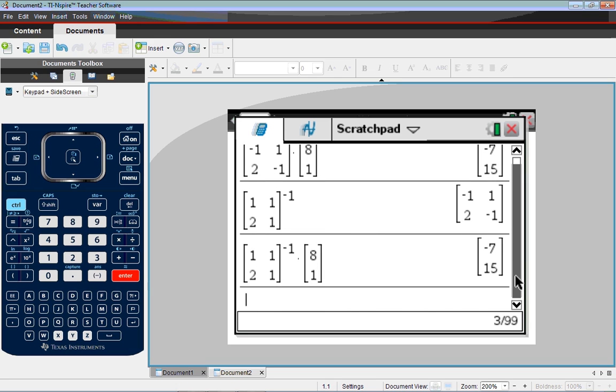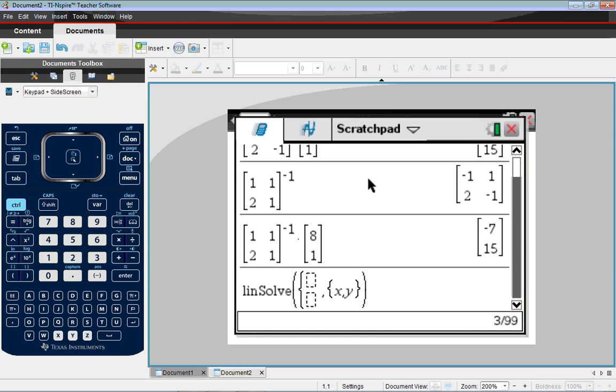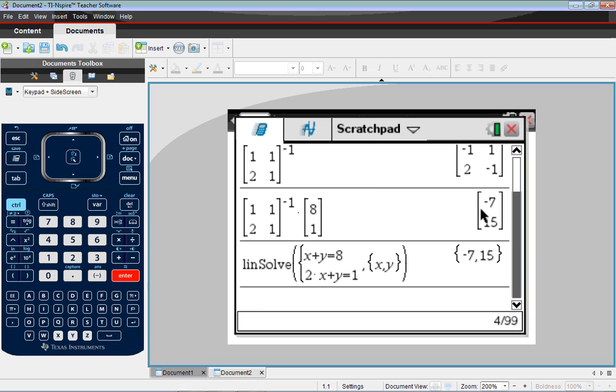So I know this is a bit faster. You could do it that way. Then of course, we do have our system solver where we could have just typed in x plus y equals 8 and 2x plus y equals 1, and hit enter and gotten the same answer. But you do need to know how to set up the matrix equation, figure out what A and X and B are. So you do need to know both parts of this. Then as far as typing it into the calculator to get your answer, it's up to you.